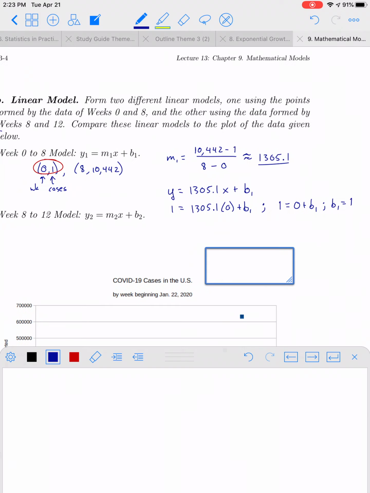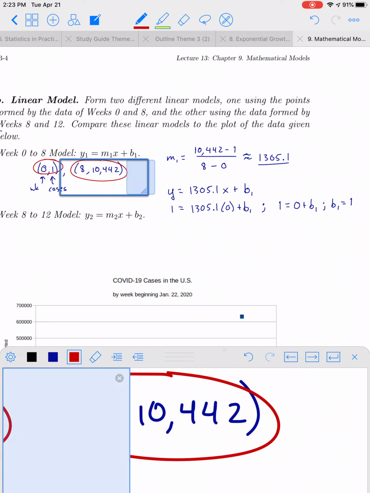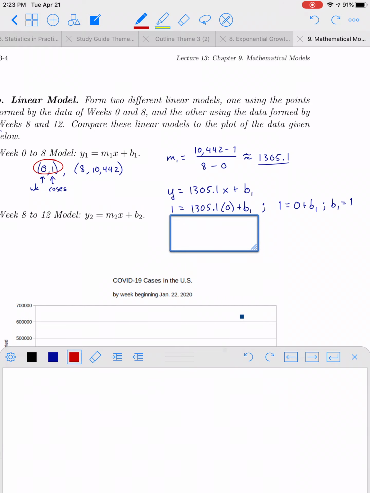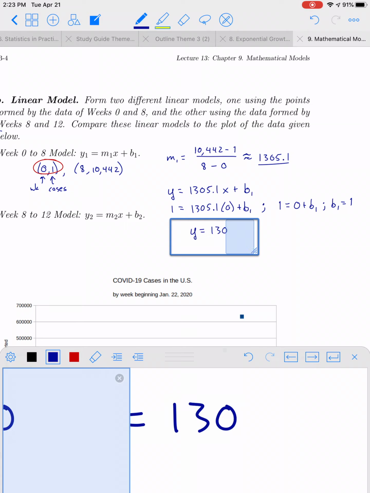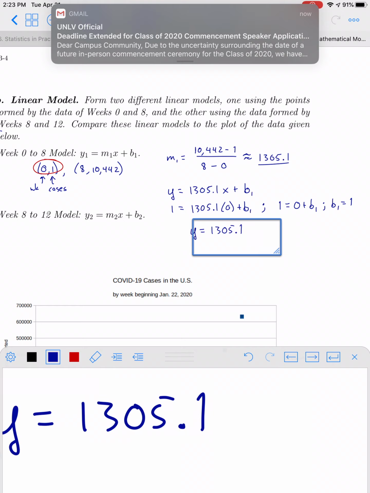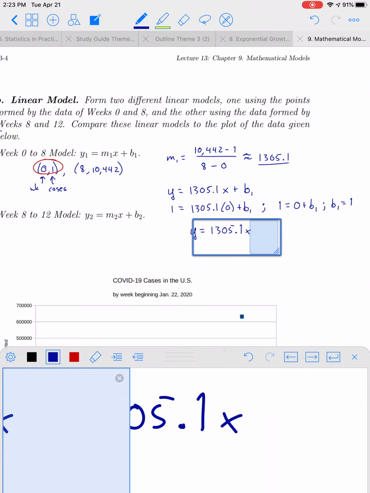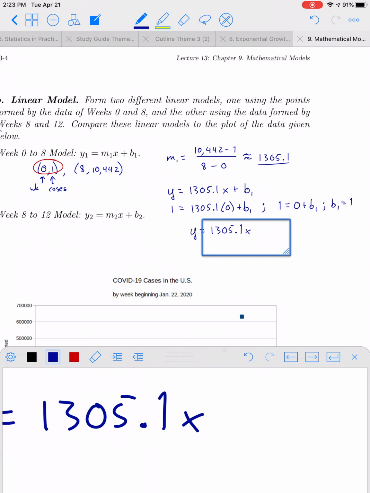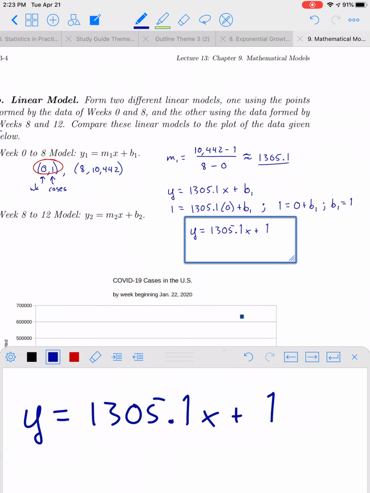Solving for b. You can use either of the 2 points to solve for b1 to come up with this value. We could have used this point as well to come up with the same thing, solving for b with known values of x and y. Now, in full, our equation is the following. We've got y equals 1305.1x plus 1. So there's our linear model.